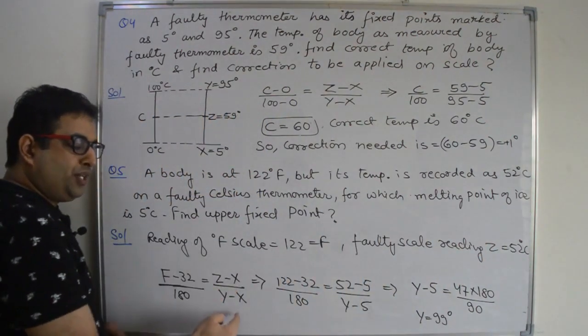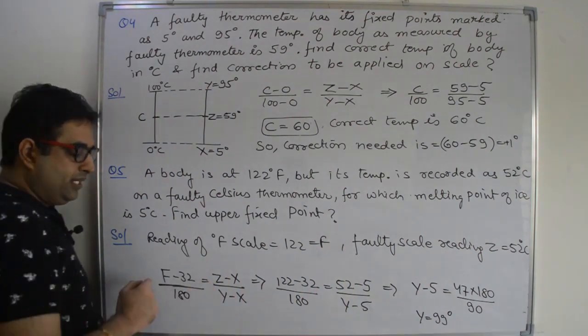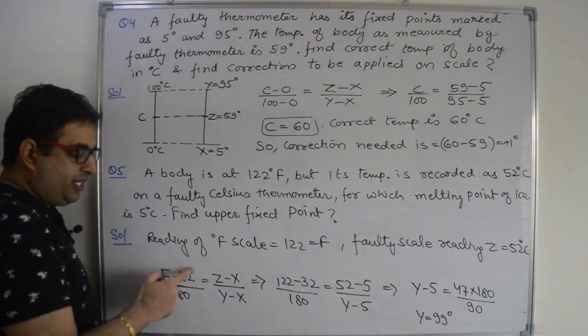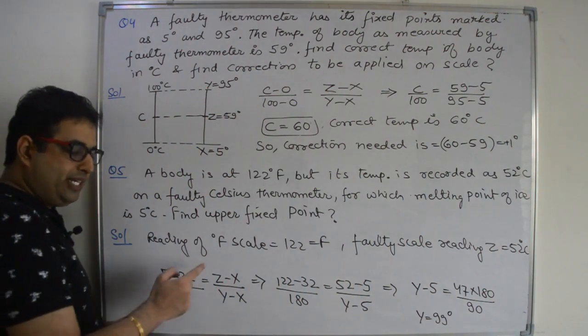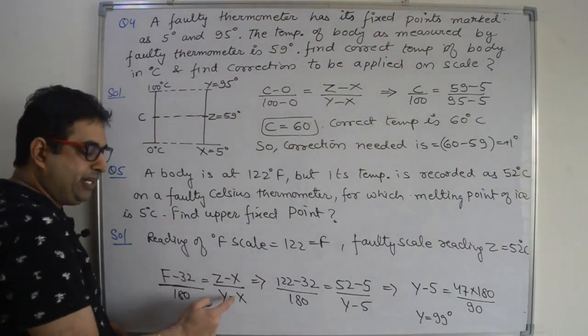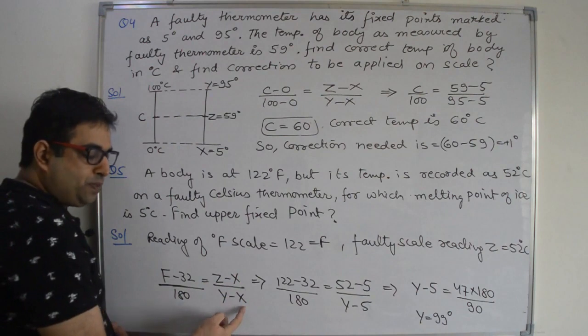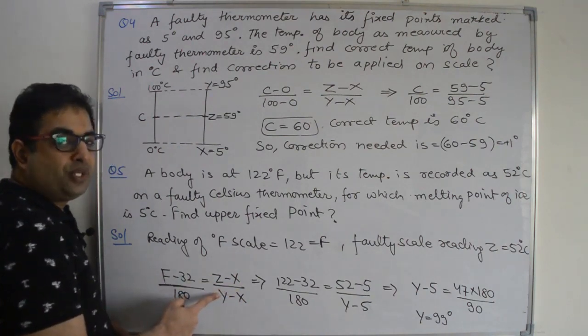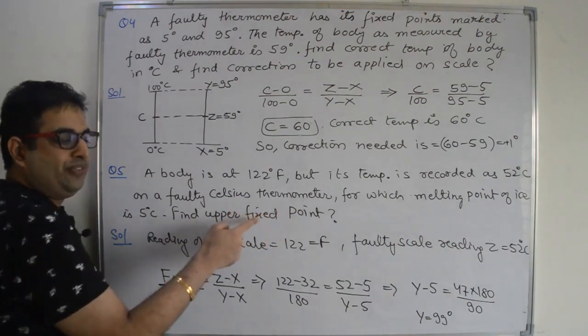Now this is the new or faulty thermometer, and this is the Fahrenheit thermometer. So (F minus 32) divided by 180 is equal to (Z minus X) divided by (Y minus X). The lower fixed point and the reading both are given to you. The upper fixed point is not given to you, and they are asking to find out the value.